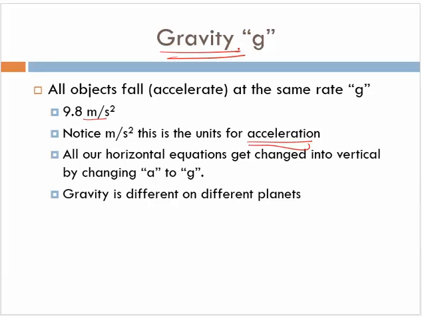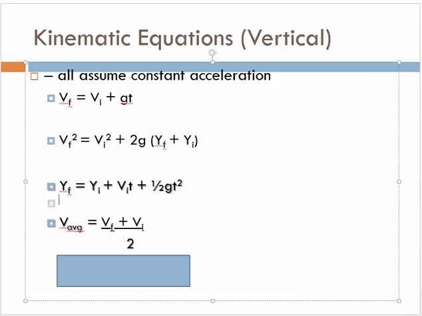In ICP, we simply used an easy number like 10, but now we're going to start getting more specific with it. All of our horizontal equations get changed into vertical kinematic equations by changing a to g, because it's gravity that's pulling on the objects now. It's not just an unknown acceleration, it's g. So you could think of these as being easier because you're always going to know what g is. A lot of times when it came to the horizontal, you had to solve for a. And gravity is different on different planets. So different planets are going to have different values for g.